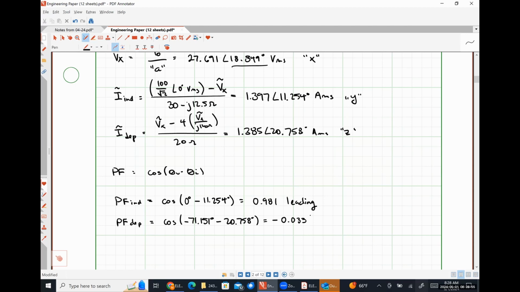Negative 0.033, so is negative 71.151 degrees minus 20.758 a positive angle or a negative angle? Very obviously a negative angle, right? So this is also going to be at a leading power factor. If we had chosen to do the dependent source as supplied power, this would actually look like positive 0.033 lagging.